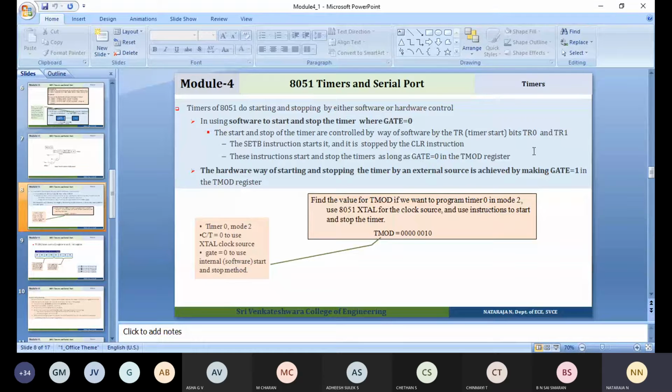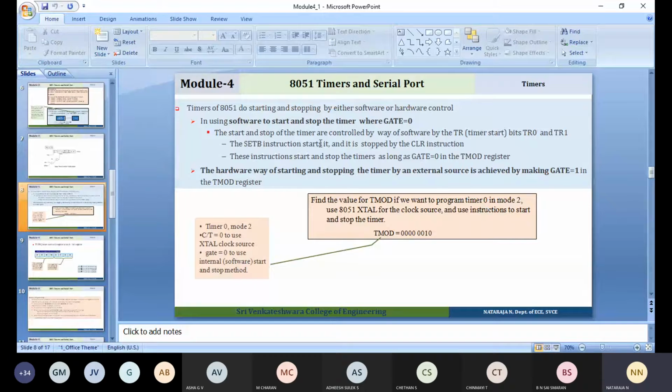Or else, if you use hardware, we connect an external circuit and apply an external clock pulse, and based on that it will start the signal. If I'm using software to start or stop the timer, GATE is equal to 0. Initially, GATE will be made 0.